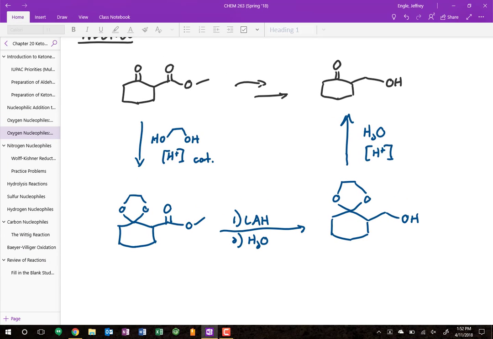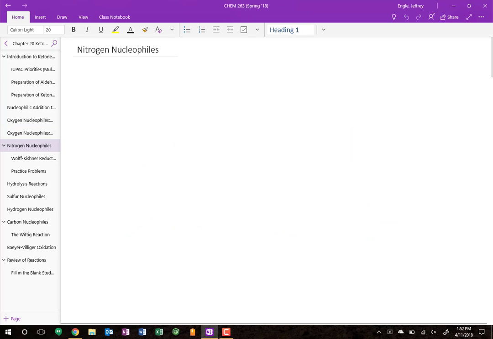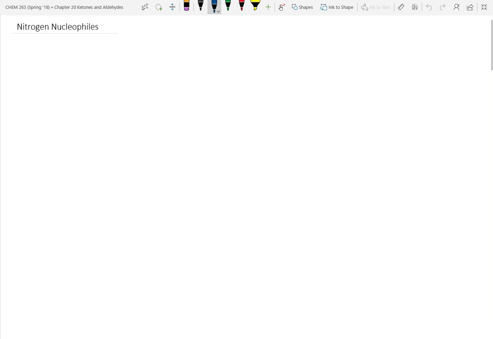All right. Now we got to change gears into nitrogen nucleophiles. And this is pretty similar, but with a few twists. So I'll show you the overall transformation, and then we'll do the mechanism after. This time I'll use an aldehyde, and I'm going to use a primary amine. And it's important in this case that it's primary.